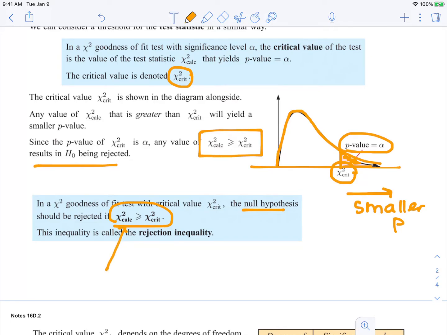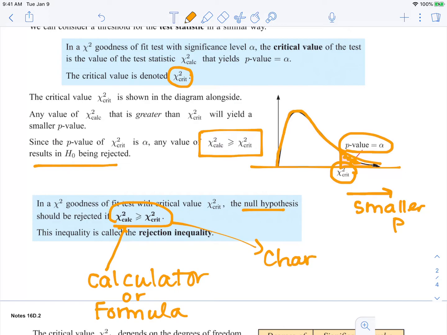So your chi-squared calculation can come from a calculator or the formula that we used in the previous video. The critical value is from a chart. And if your calculation is greater than your critical value, you're going to reject the null hypothesis.